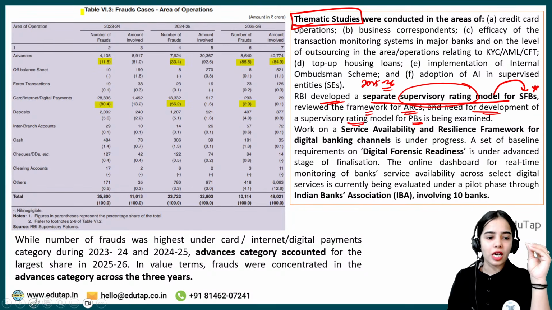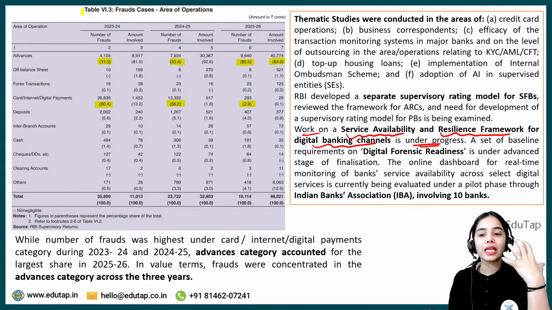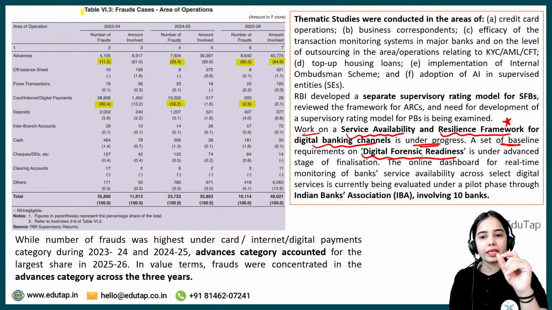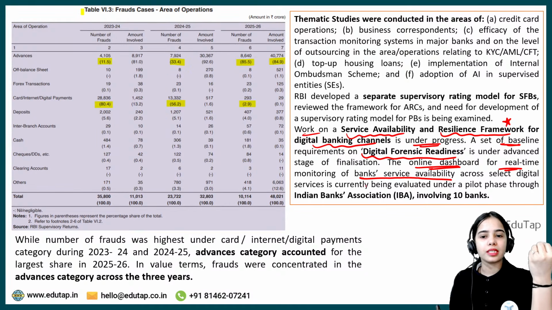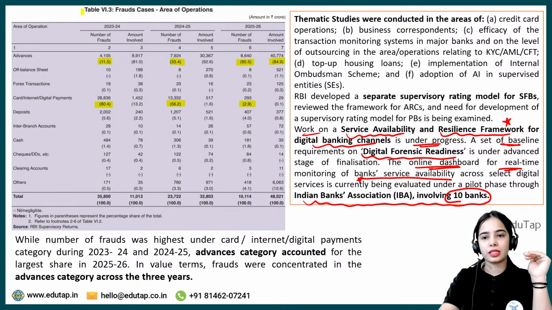Okay, the work is under progress on a service availability and resilience framework for digital banking channels, that is, how resilient they are, how much service availability they have, how many of the services they are providing in a resilient manner. A set of baseline requirements on digital forensic readiness is also being prepared. Digital forensic readiness shows the readiness of the digital channels. And currently, the online dashboard for real-time monitoring of bank service availability across select digital services is being evaluated under a pilot phase through the Indian Banks' Association, involving 10 banks, to see the service availability and the resilience of the digital banking channels and such. This is the idea. Any confusion?